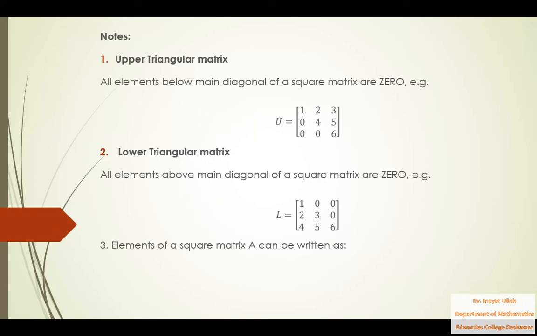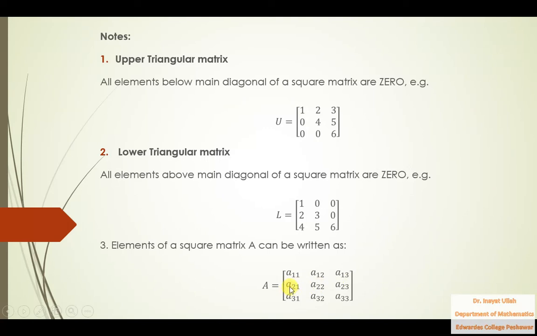The third one is the elements of a square matrix, which can be written as, for example, matrix A. This element is in the first row and the first column, so it is denoted by A11. The first index represents the row number, and the second represents the column number. This element is in the first row and second column, so this is A12. This element is in the first row and third column, so this is A13.